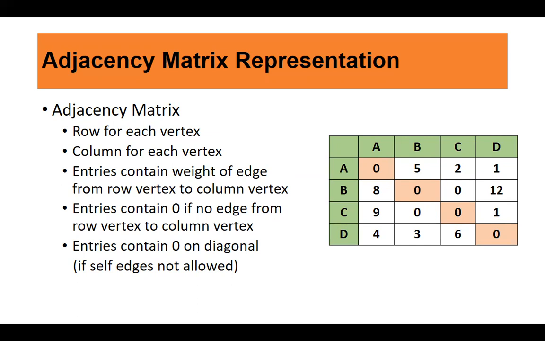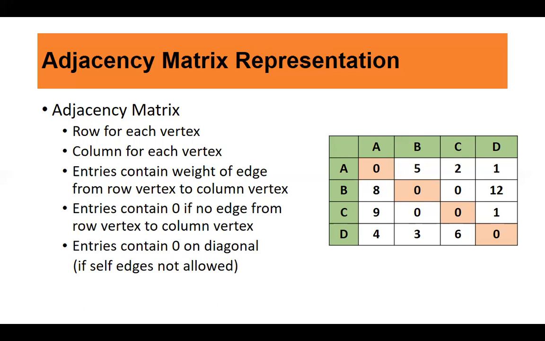Right? Now entries contain 0 if there is no edge. Like now, if you look at this, from C to B, there is no edge, so the entry is 0. Similarly, from B to C, there is no edge connecting, so the entry is 0. There is no connectivity between B and C, so the entries are 0. Is it fine?